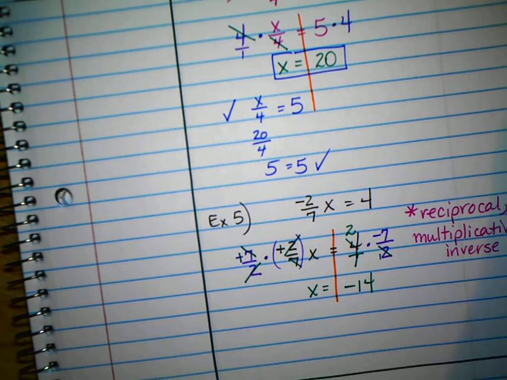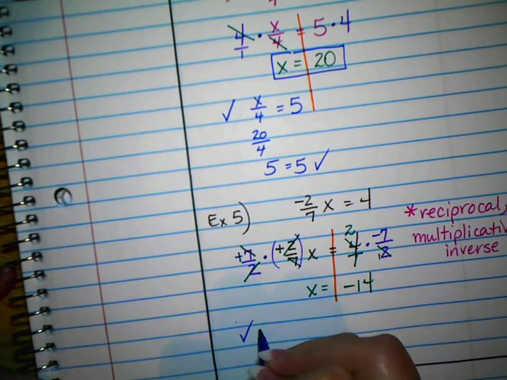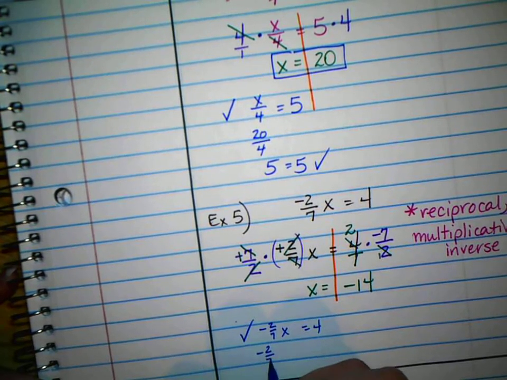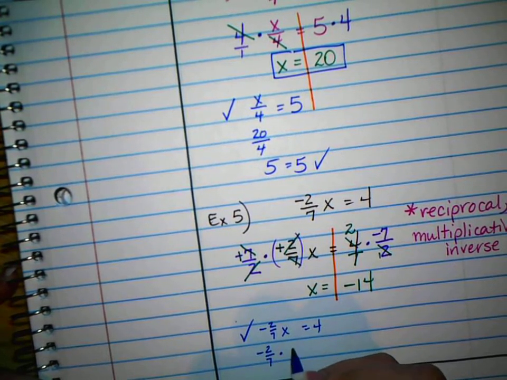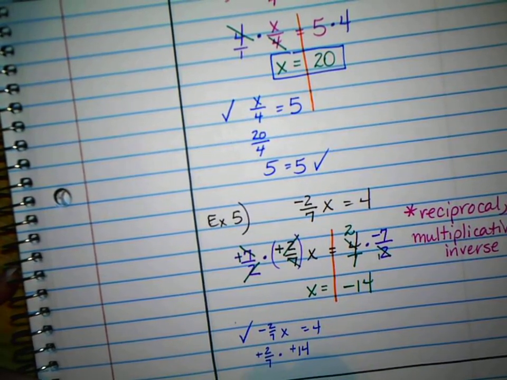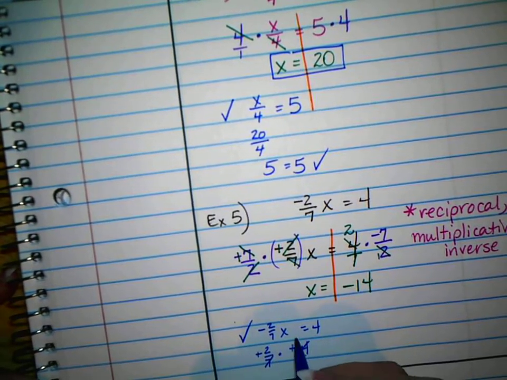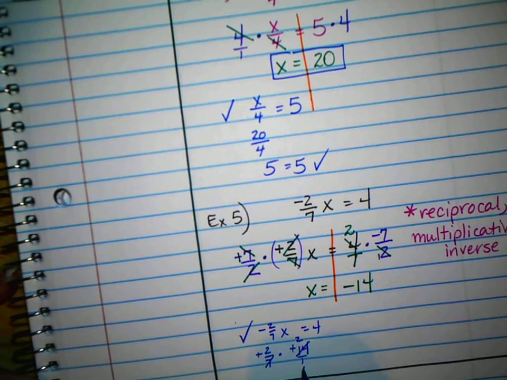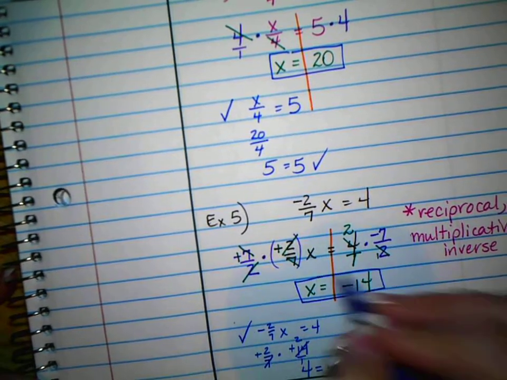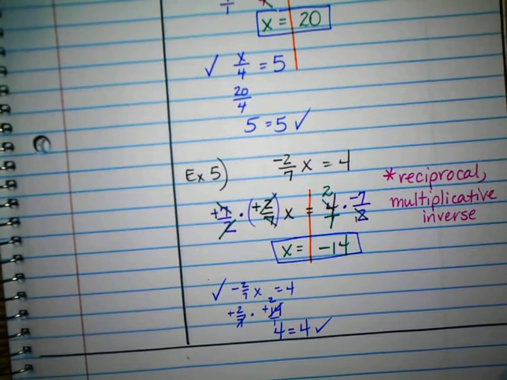And of course, before I can claim that's my answer, I have to check it. So negative 2/7 x equals 4. Negative 2/7 times negative 14. Oh look, negative times negative is positive. I can put that over once, 7 into itself once, 7 into 14 twice. 2 times 2 is 4. That equals 4, so that checks. And I can circle or box my answer.